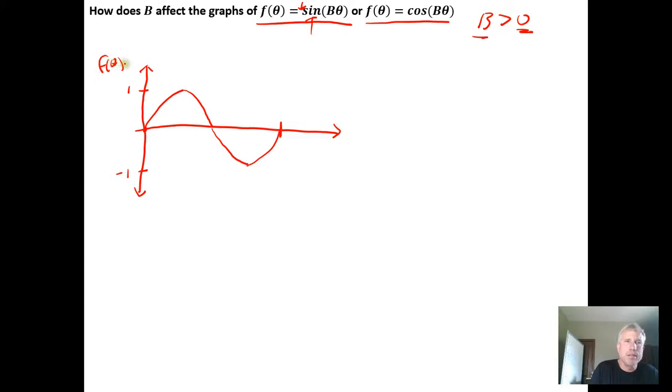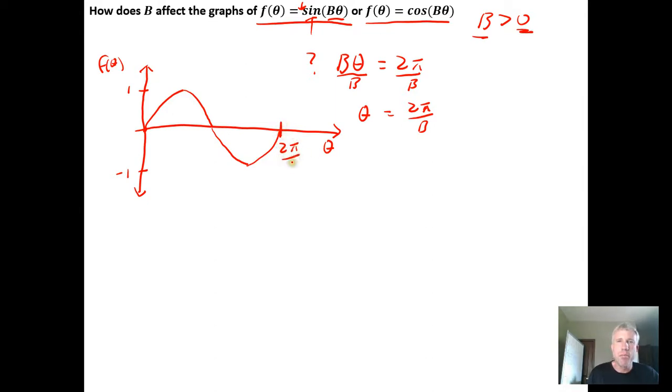because for my function f of theta, and I have theta here, my input variable is b times theta, and what I need to know is, when will b times theta equal 2 pi? This is something I need to know, because 2 pi is one trip around the unit circle. So when b times theta equals 2 pi, I will have done one period, or one trip around the unit circle. And to get theta by itself, I see that I just need to multiply both sides by 1 over b, or divide both sides by b. So I get 2 pi over b. So this tick mark here, instead of being 2 pi radians, is going to be 2 pi over b radians.